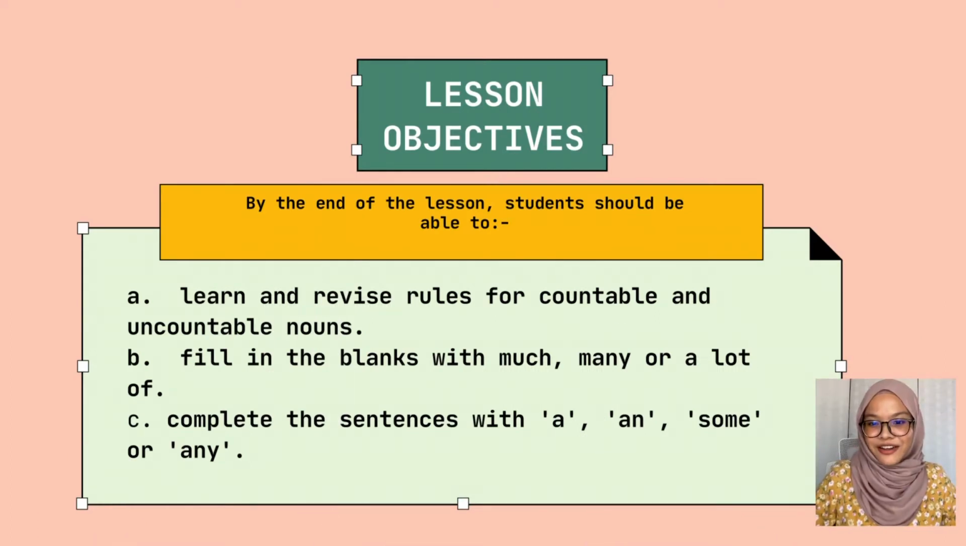These are the lesson objectives for today's lesson. The first one, students should be able to learn and revise rules for countable and uncountable nouns. We are going to look at the notes together. Next, the second one is that students should be able to fill in the blanks with much, many, or a lot of. The third one is students should be able to complete the sentences with a and some or any. After we have learned the lesson, you are going to answer some questions relating to the countable and uncountable nouns.